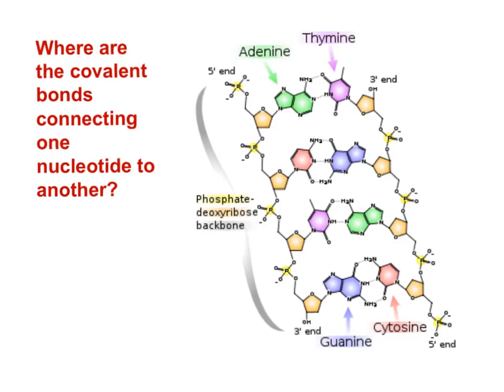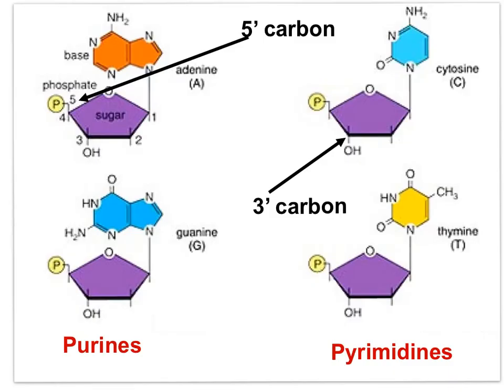Here's a close look at nucleotides, specifically the purines, pure as gold, A and G, and the pyrimidines, C and T. Once again, let's do some carbon counting. This is the number 1 carbon, and it's bound to the base. This is the number 2, the 3, the 4 carbon is here, and the 5th carbon is here with the phosphate group attached.